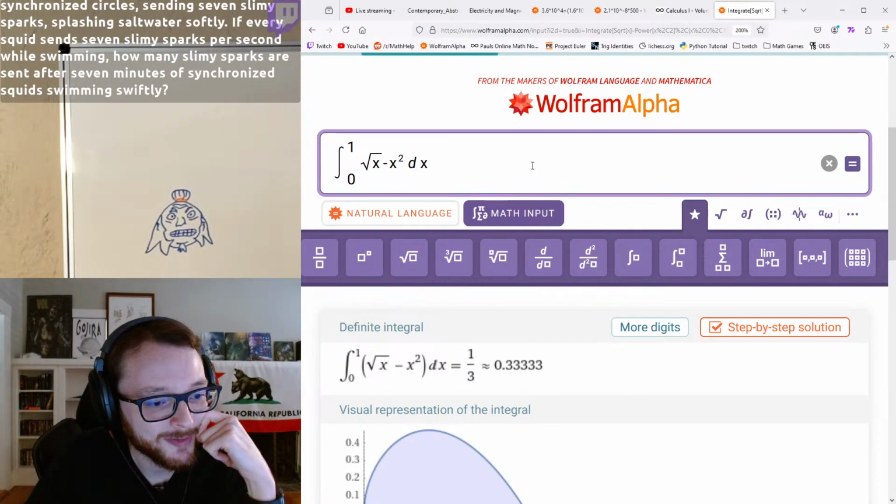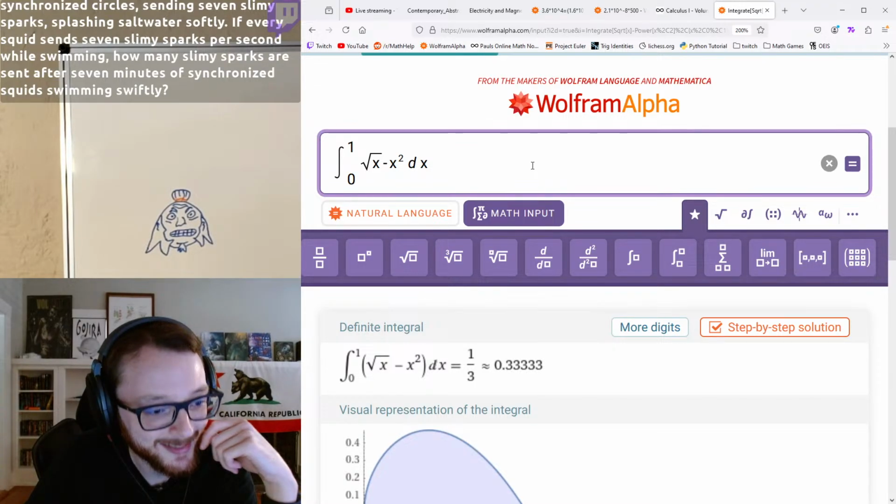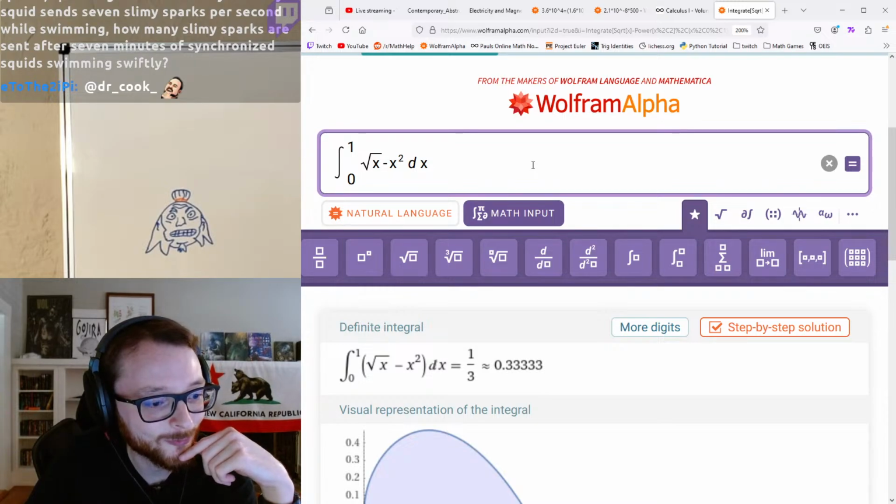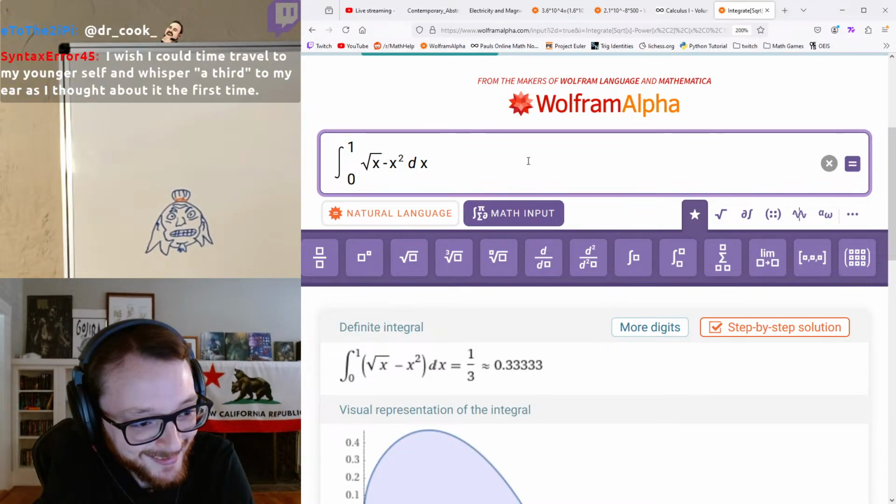7 small squids swiftly swim in synchronized circles, sending 7 slimy sparks, splashing salt water softly. If every squid sends 7 slimy sparks per second while swimming, how many slimy sparks are sent after 7 minutes of synchronized squids swimming swiftly? Oh my god.